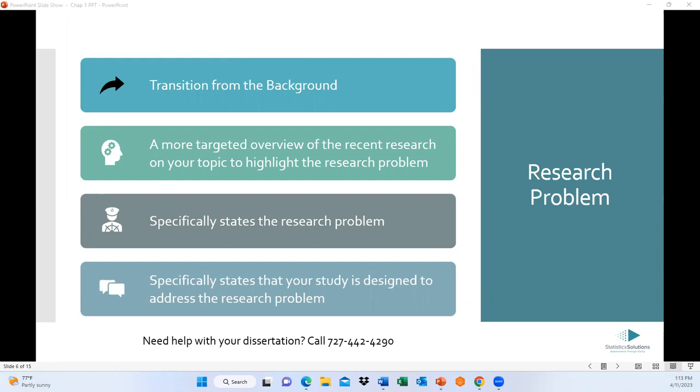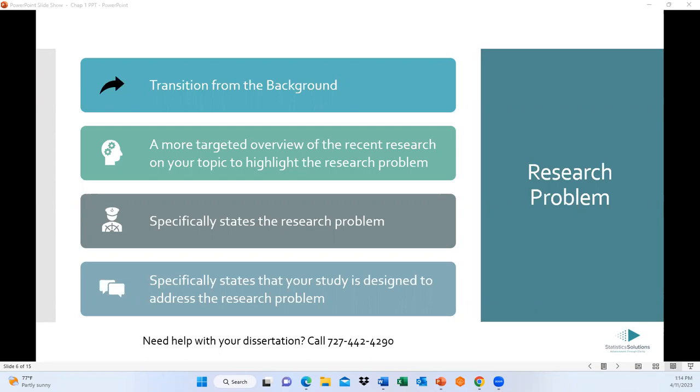Maybe there's a gap in the research, and that's a kind of research problem. All right, research problems aren't always gaps, but they can be, right? We have a lot of information, but there's this one tiny area we don't know much about. That could be a gap in knowledge. So that could be a research problem.